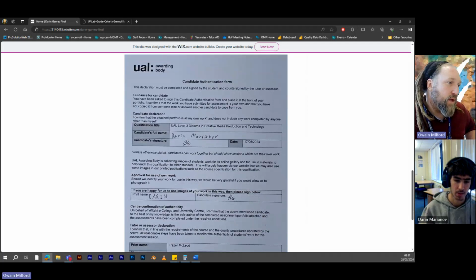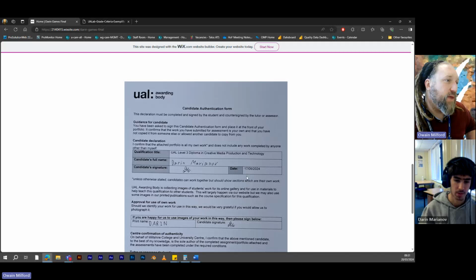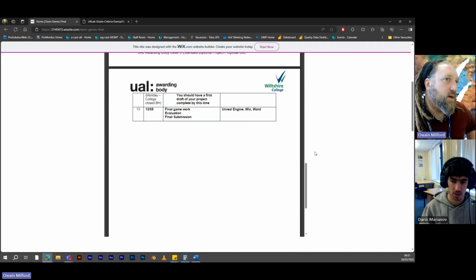And then you've got a candidate authentication form there, but we'll need to update that as you get to the end of the year.